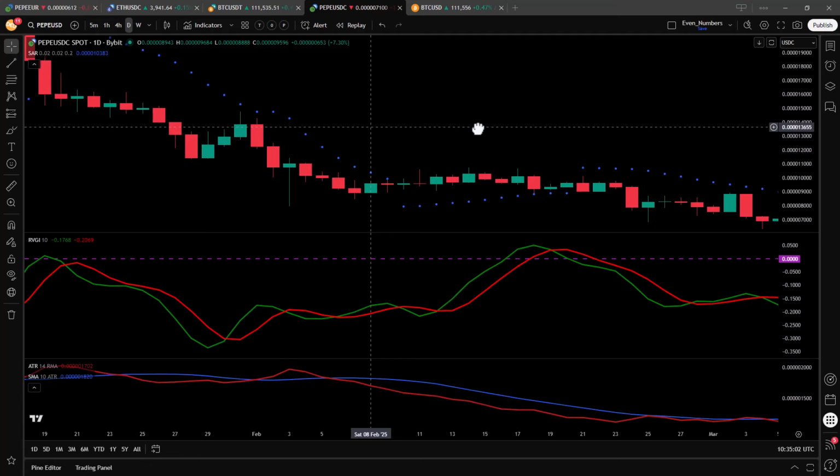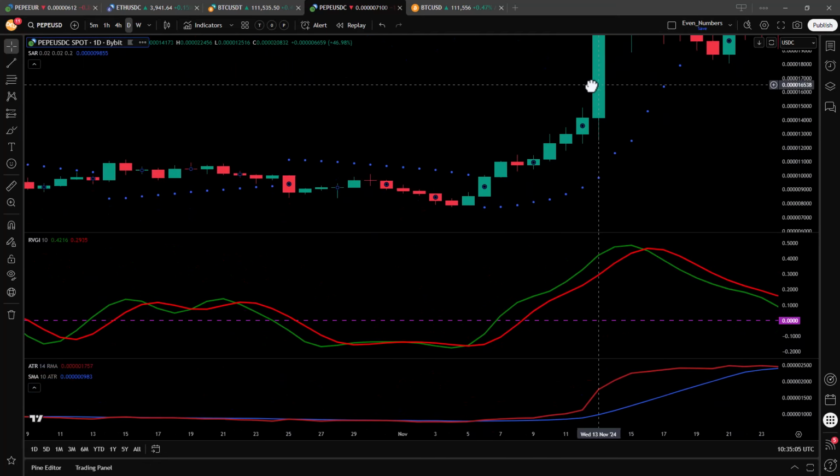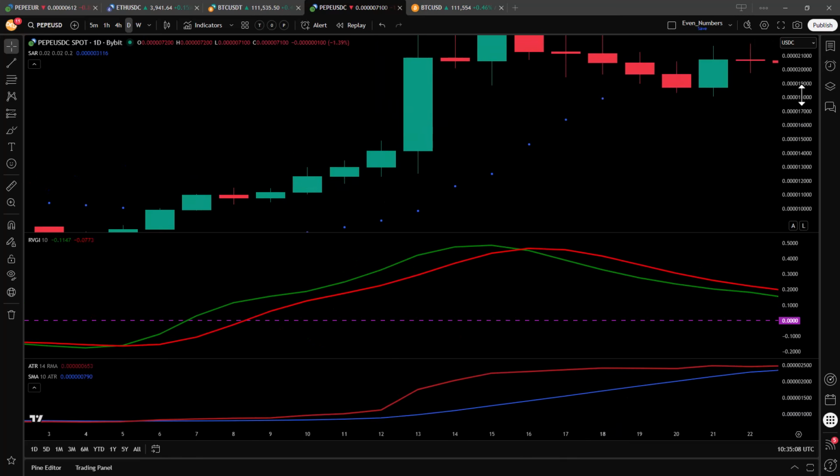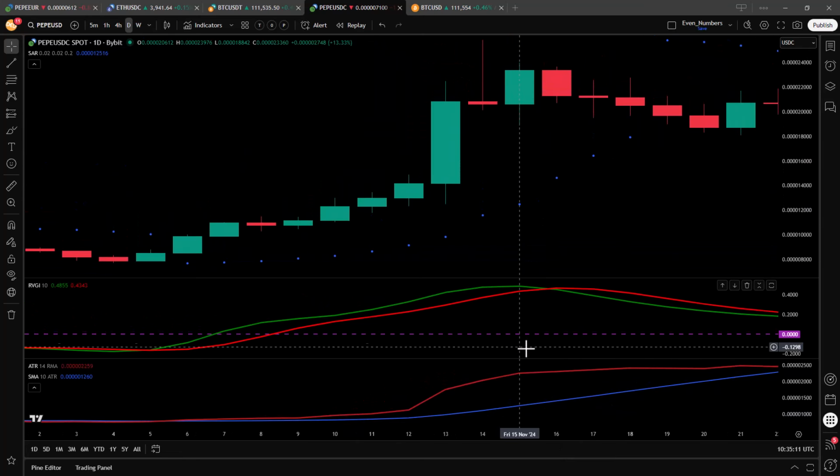But let's continue with the strategy because that's why you're here. In this case we only do long trades because in backtesting this gave me the best results. And the trading rules are as follows.